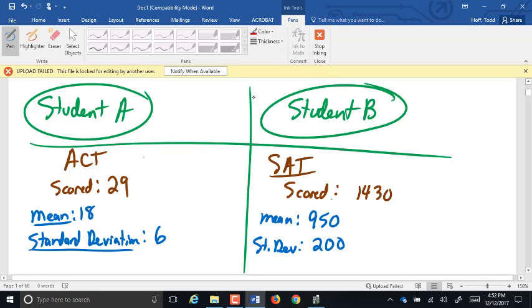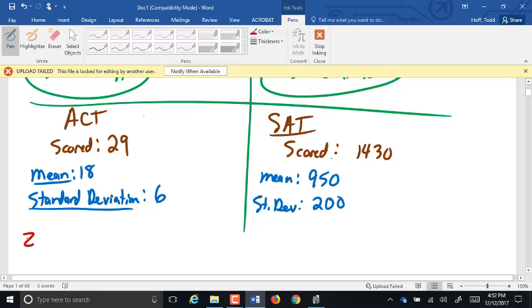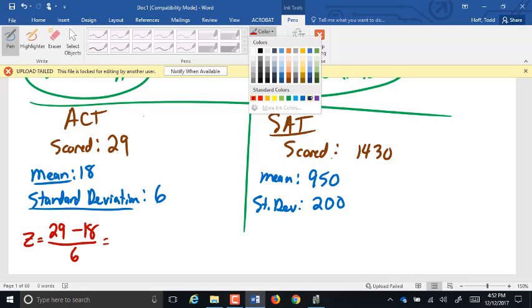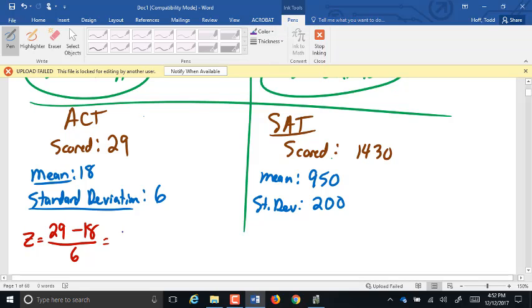Let's find the z-score. So for student A here, their z-score would be their score of 29 minus the mean of 18, then that result divided by the standard deviation of 6. 29 minus 18 is 11. Divided by 6 is 1.83. That's a positive number. What that is telling me is this person was above average. They were 1.83 standard deviations above the mean.